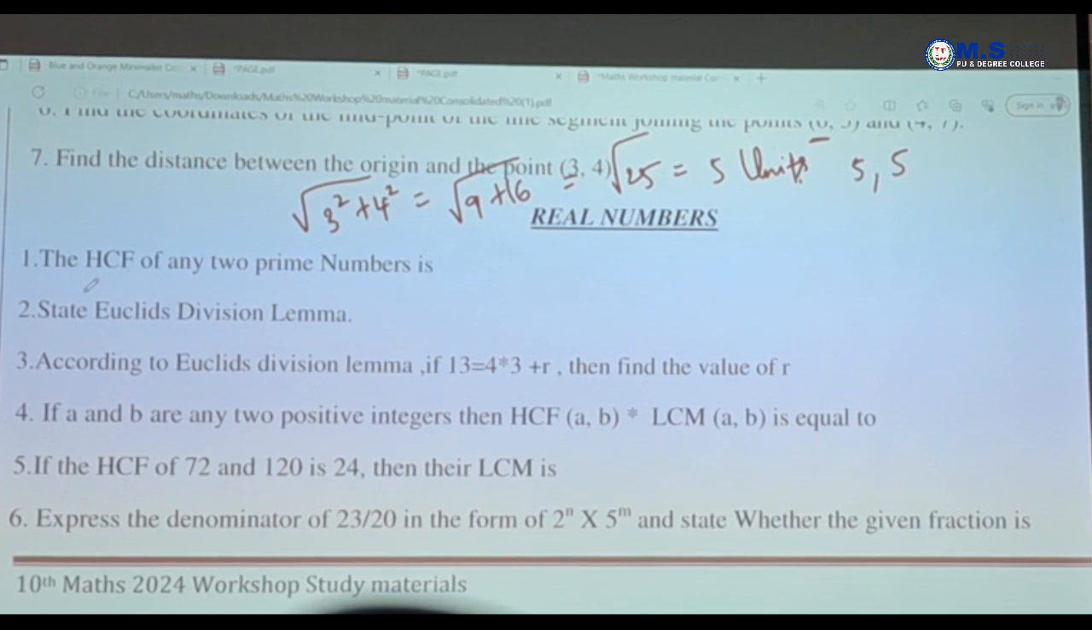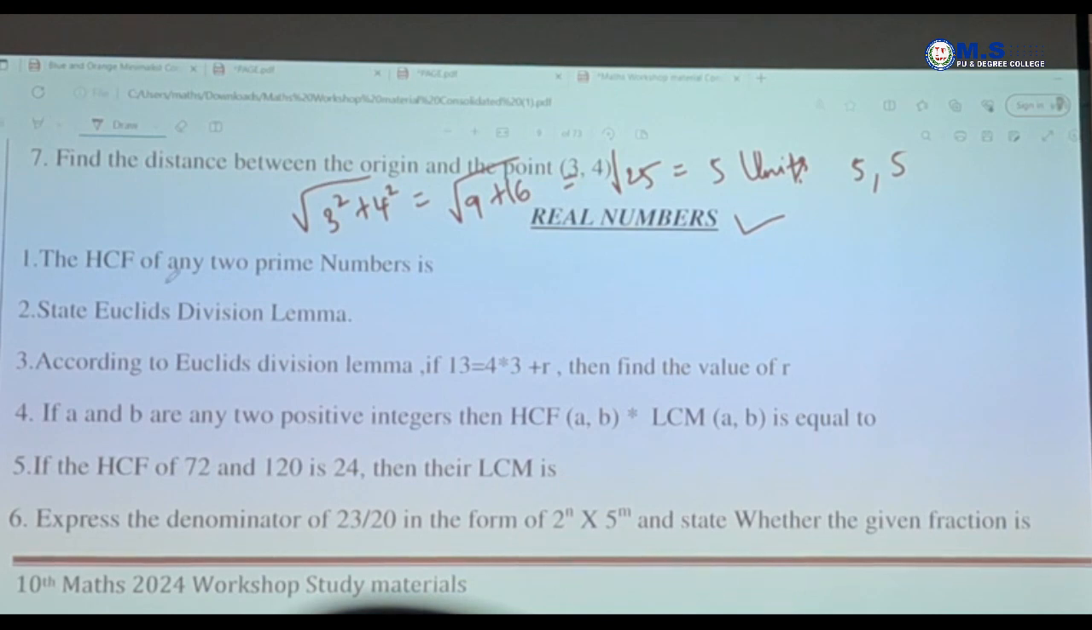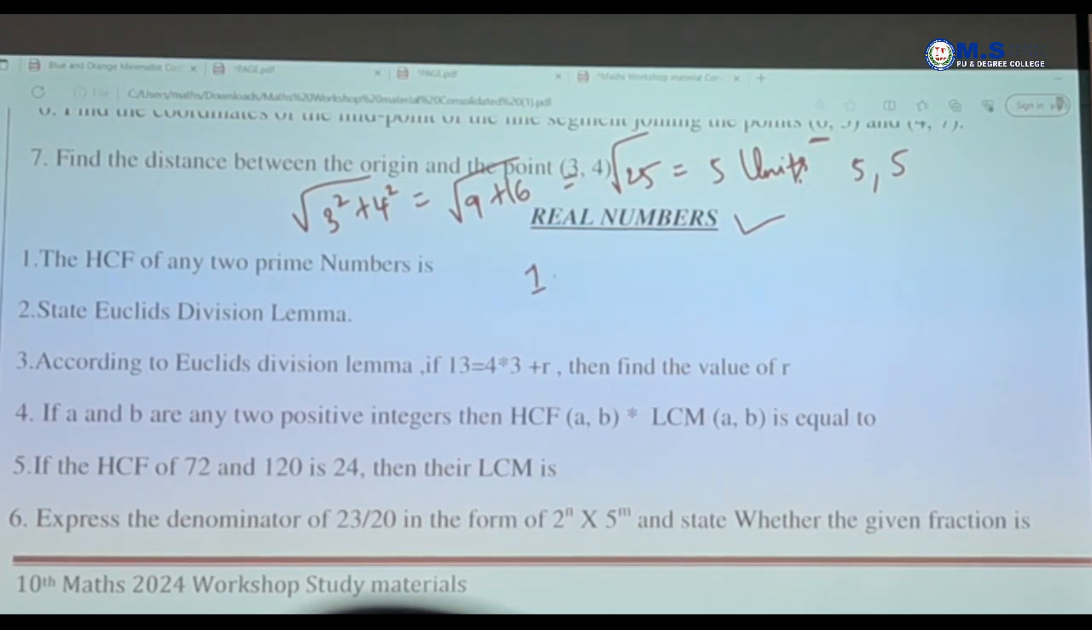Next, HCF form, next chapter real numbers. HCF of any two prime numbers is always 1. They are called co-primes, right? Use this concept in proving root 2, root 3 irrational, right?